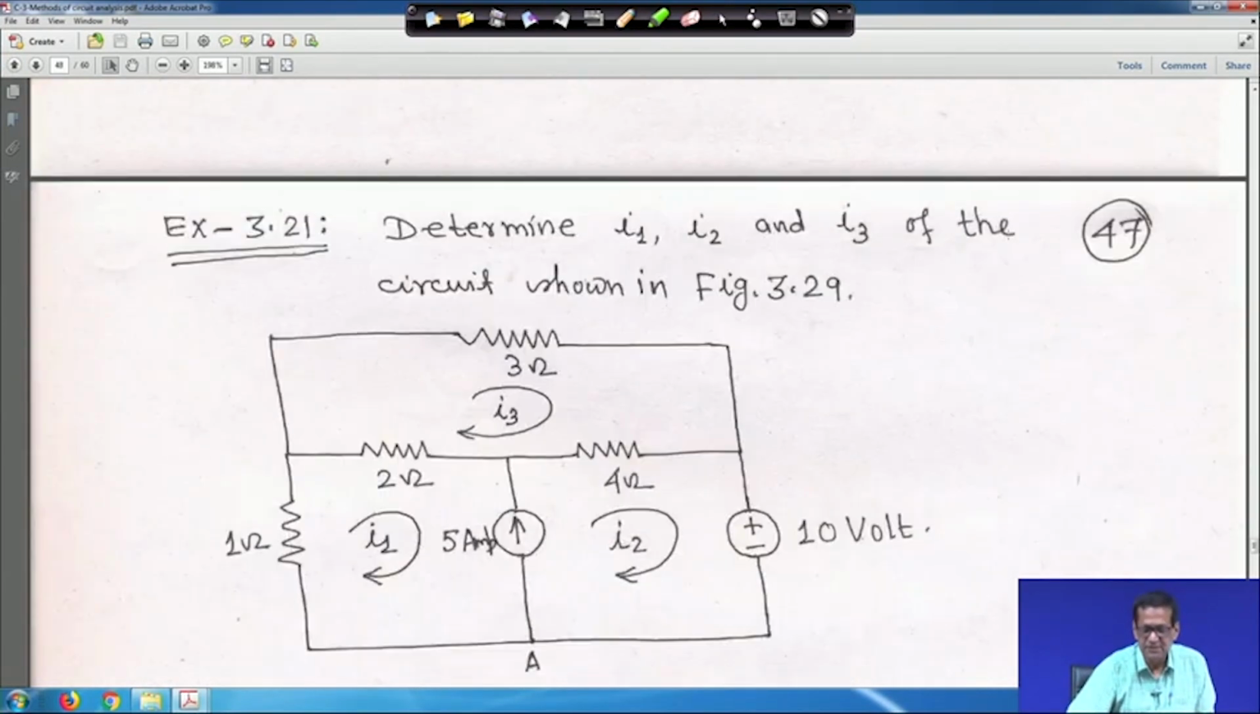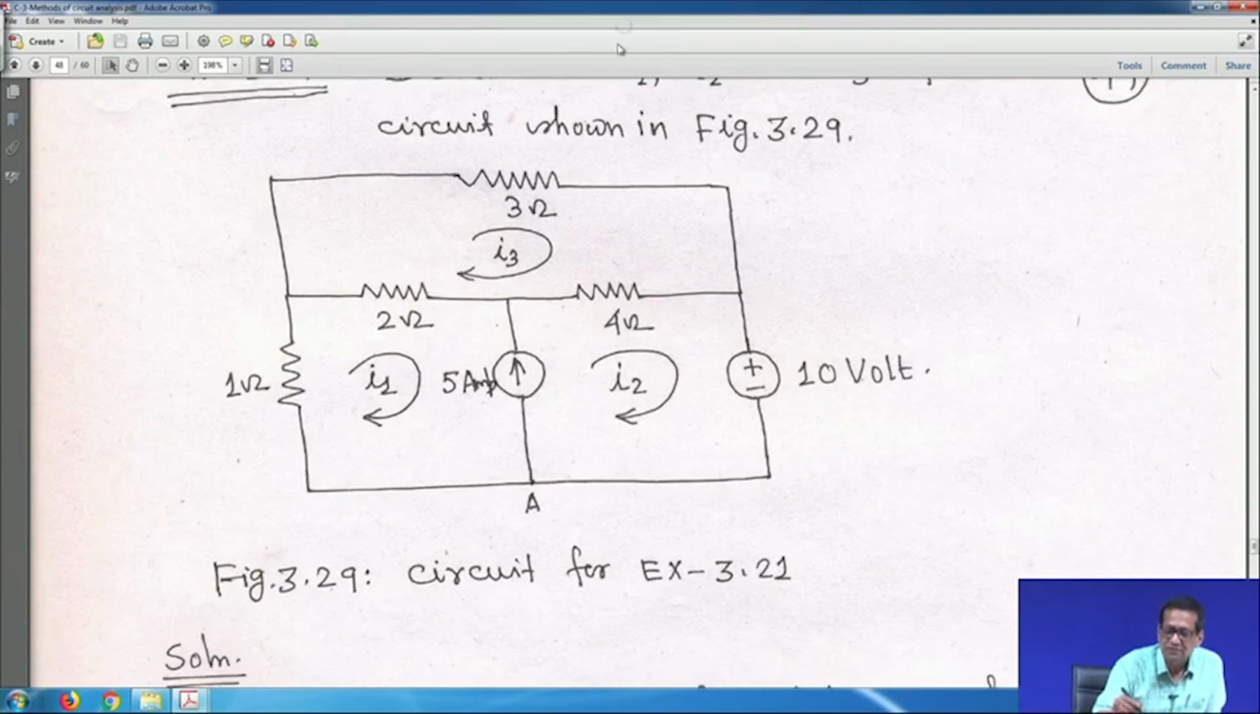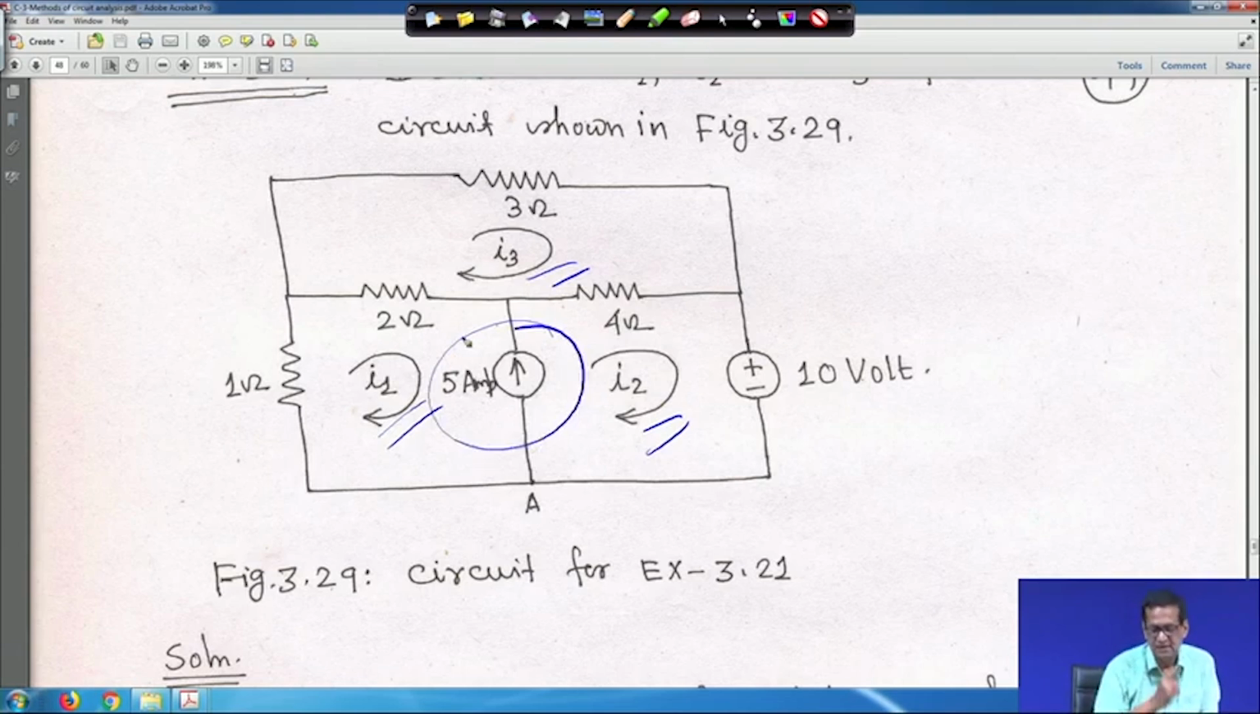So, similarly, for this one, determine I1, I2 and I3 of the circuit shown in the figure. For this problem you have to find out I1, then I2 and I3. If you look into this, there is one mesh and another mesh, and in between the two meshes one current source is there. So, accordingly you have to see that this is creating a super mesh, because in between these two meshes one current source is there.